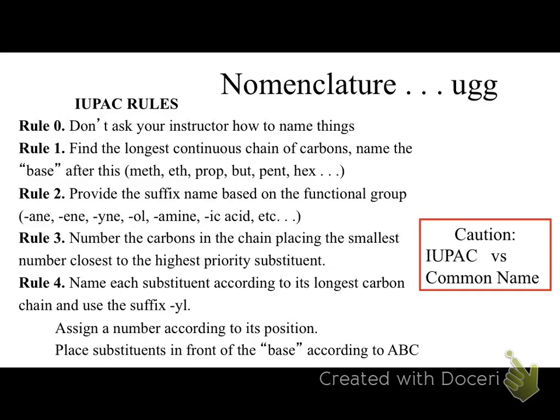Okay? So this is where you would go through the number of carbons. If there's 1 carbon, it's meth. Then 2 carbons, eth, prop, but, pent, hex, hept, oct, non, dec, undec, dodec. Anybody know any higher than that? Good. Tridec, tetradec, pentadec, hexadec. I actually don't know beyond that. I won't ever test you that far.